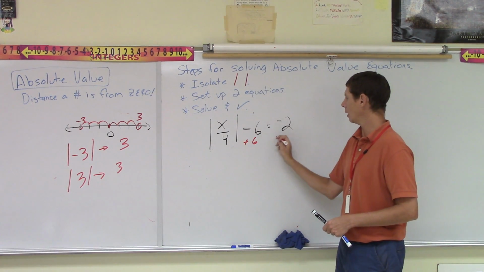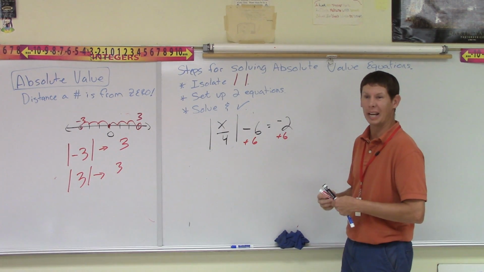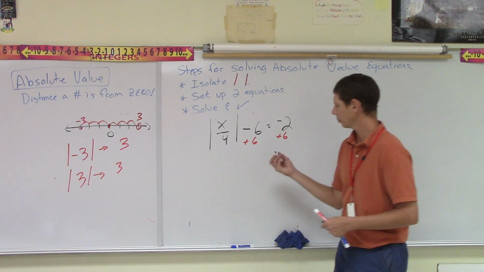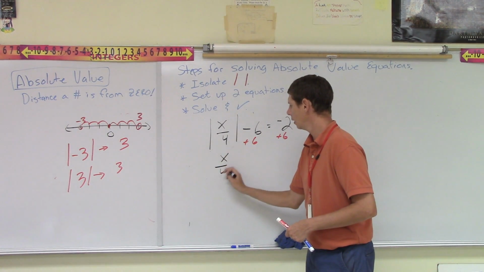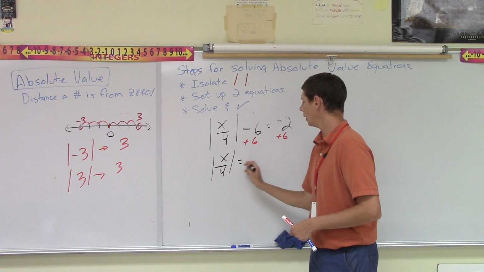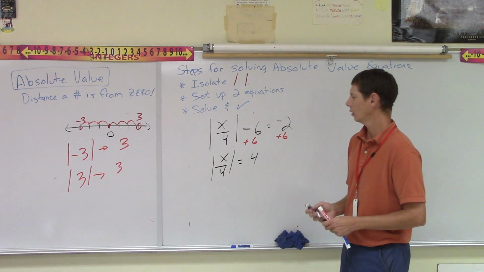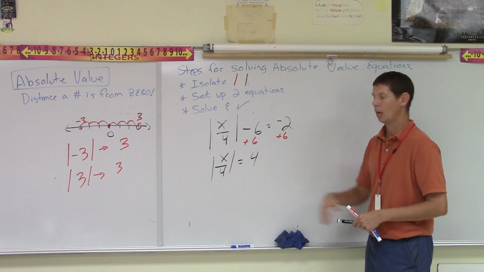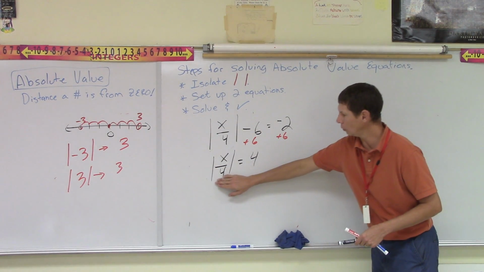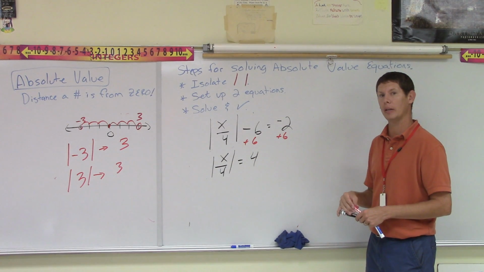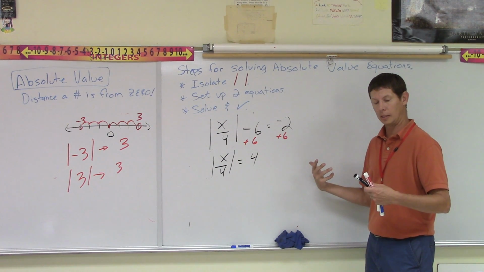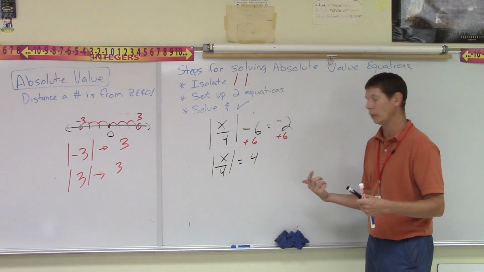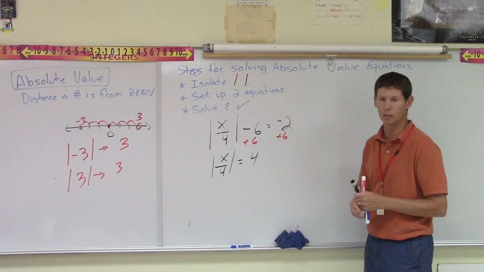So we have to get rid of that number that's added or subtracted to it. So we're going to add 6 to both sides. That leaves us with an isolated absolute value, x over 4 equals 4. Once and only once that absolute value is isolated are you set to now set up your two inequalities, or two equations, I should say.